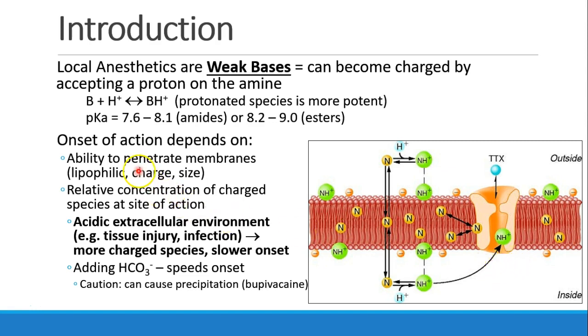Now, the onset of action depends on the ability to penetrate membranes, which has to do with its lipophilicity, its charge, and its size, as well as how much concentration you can accumulate at the site of action, and also the acidic environment. If the extracellular environment is acidic, it's going to push this equation towards the right, and we will have a charged species which is unable to cross the membrane, and so we'll have a slower onset of action.